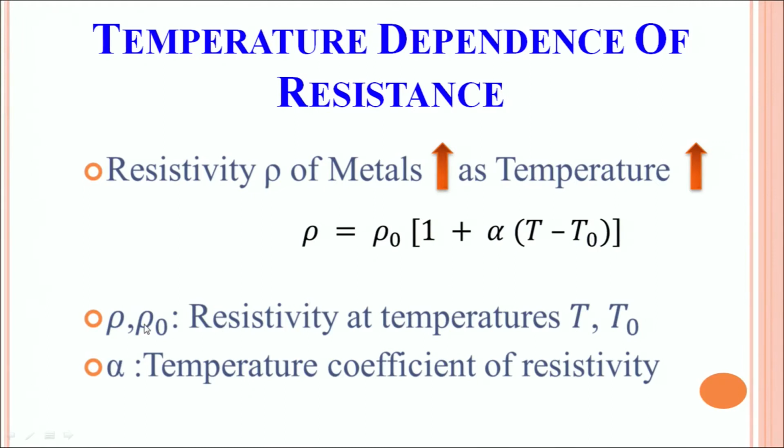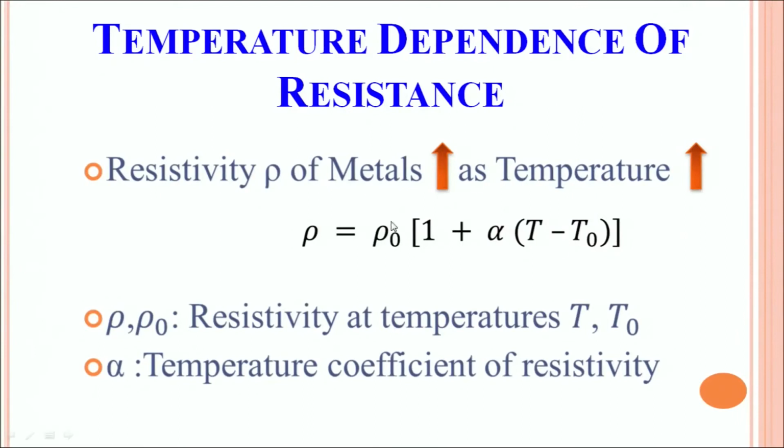What is rho naught? The resistivity at temperature T naught. T naught basically signifies the reference temperature, and rho is the resistivity at temperature T. So, what is alpha? Alpha is the temperature coefficient of resistivity. For metals, alpha is a positive number, and therefore, as T increases, because alpha is positive, rho is bound to increase.